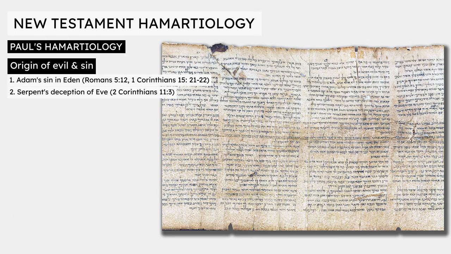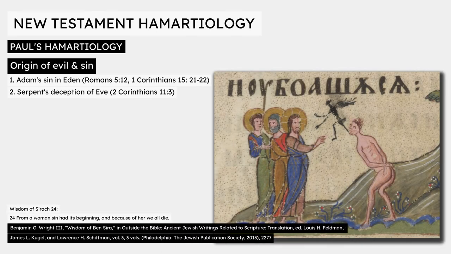This is a sharp contrast with the Second Temple period text, Wisdom of Sirach, which blames Eve for the entry of sin into the world, writing, "From a woman sin had its beginning, and because of her we all die."